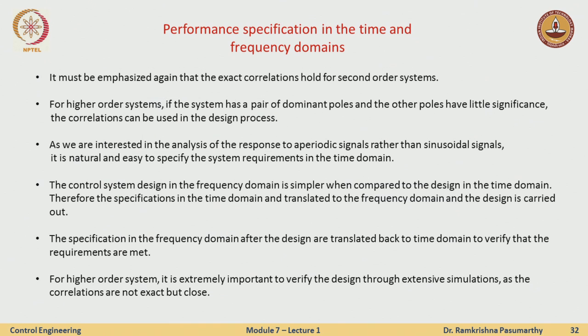You just need to know how approximately each of the formulas looks like. So, what can we conclude based on all these things? That exact correlation holds for second order systems between the time and the frequency domain specifications. For higher order systems, if there is a pair of dominant poles, then we can still use this correlation. And as said earlier, the frequency domain control design gives us a little more information than in the time domain. I will still very carefully use the word simpler. And of course, the specifications in the frequency domain after design are translated back to the time domain to verify if the time domain requirements are met or not.